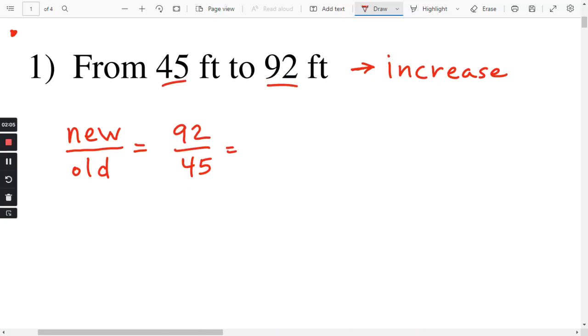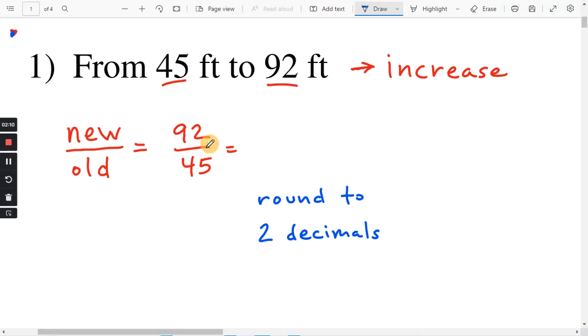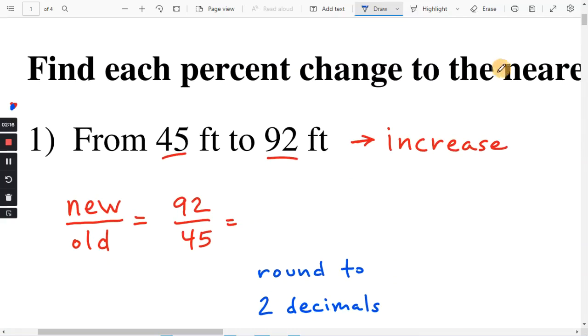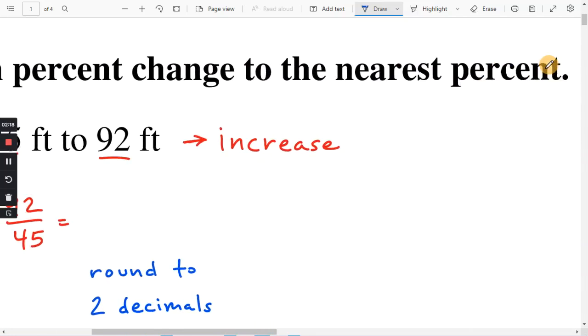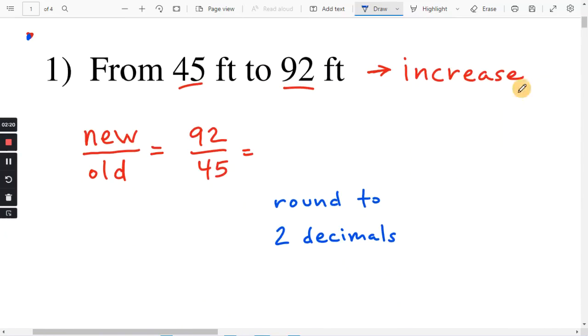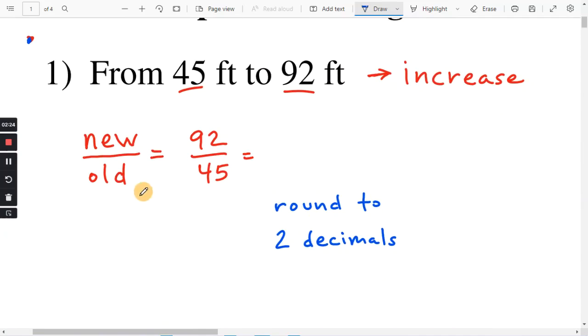I am going to use my calculator. And what I want you to do when you do this on the calculator, you can round it to 2 decimals. The reason is that they said to the nearest percent. So when you round to 2 decimals, it will be the same as rounding to the nearest percent, as you will see.